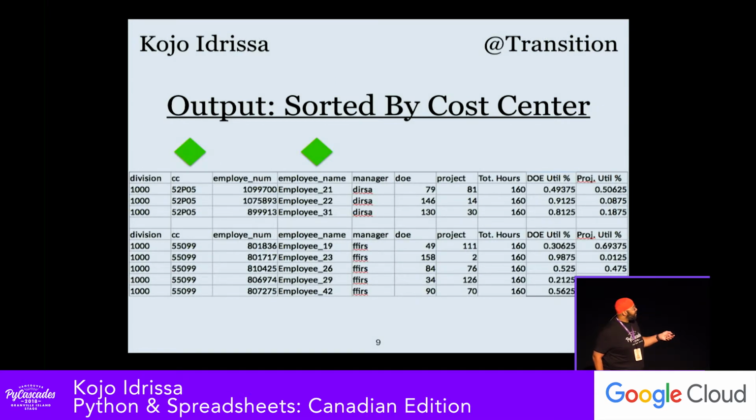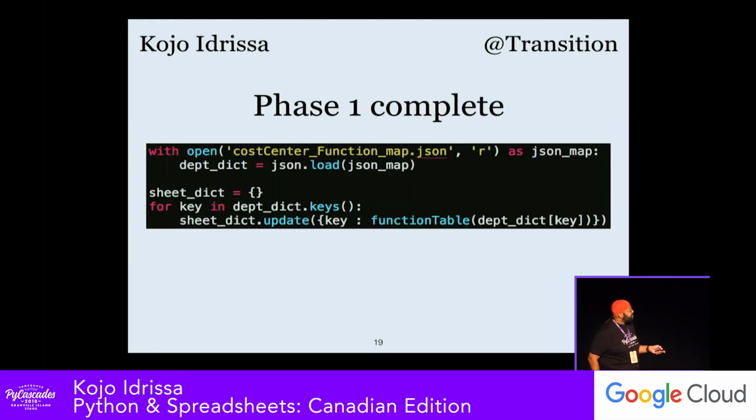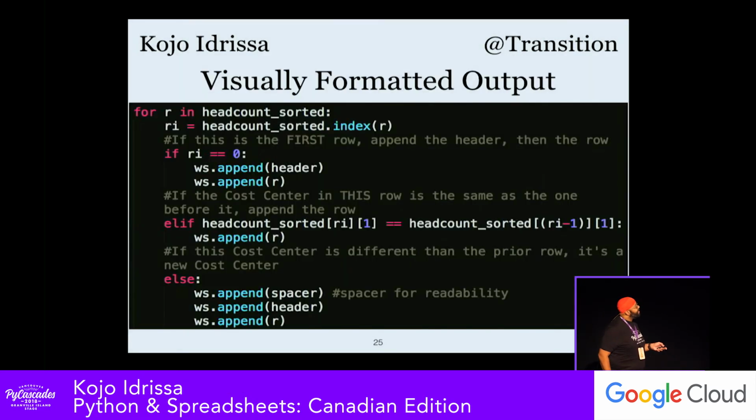For each cost center, each time the cost center changes, for a new cost center, I need a header, and then I need the data, and then I need a space, and then I need the header for the next cost center. That's where this is happening. This is terrible, I'm sorry. So if I'm ending up with the first row, then I'm going to append the header and then append the data row.